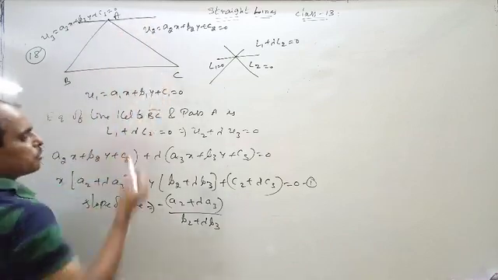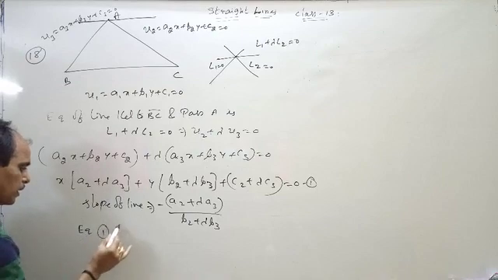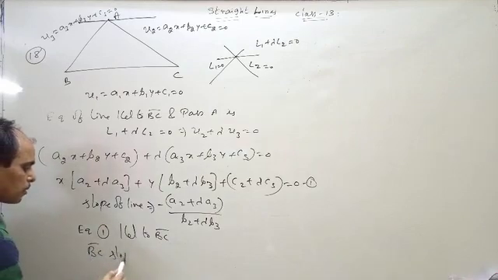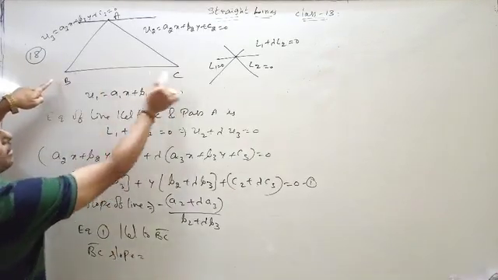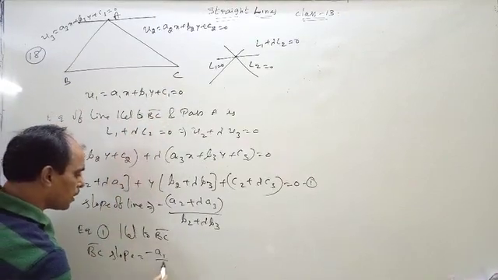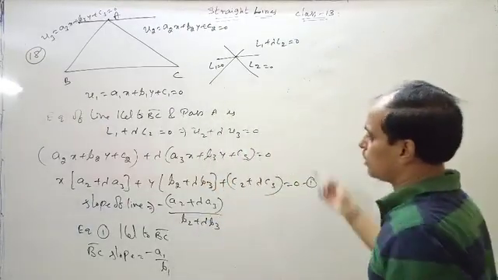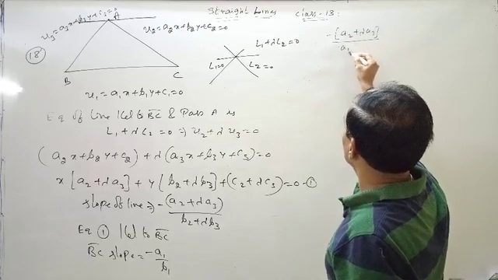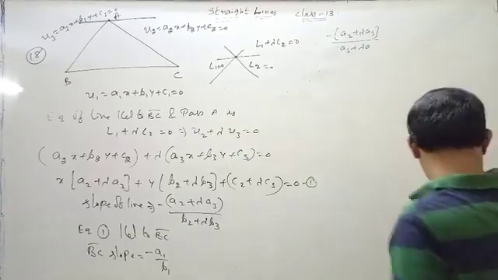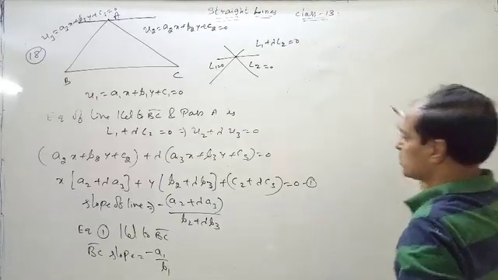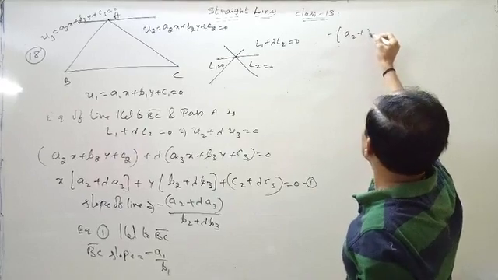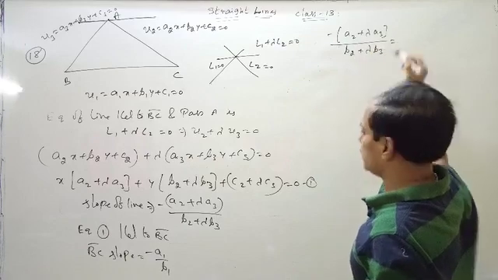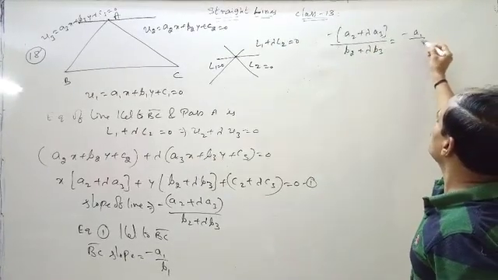But this line is parallel to, so equation 1 is parallel to BC bar. Then what about the slope of BC bar? The slope of this line is minus A1 by B1. Now these two are equal. So minus of A2 plus lambda A3 by B2 plus lambda B3 is equal to minus A1 by B1.